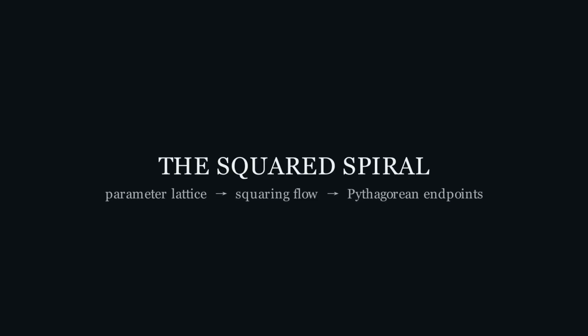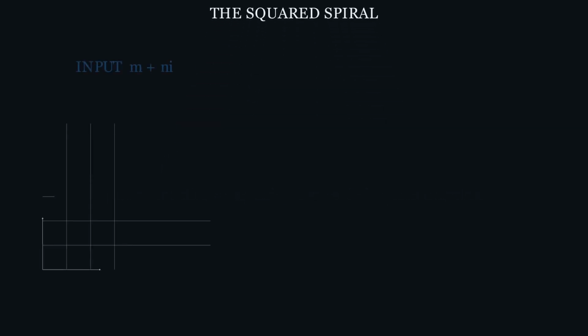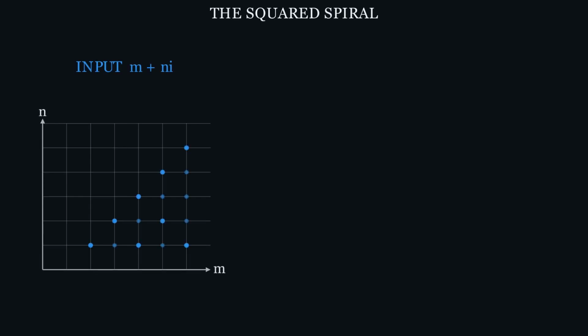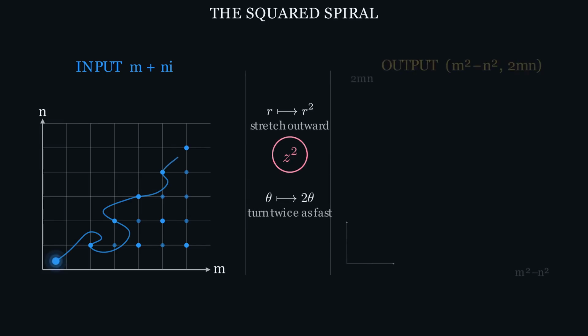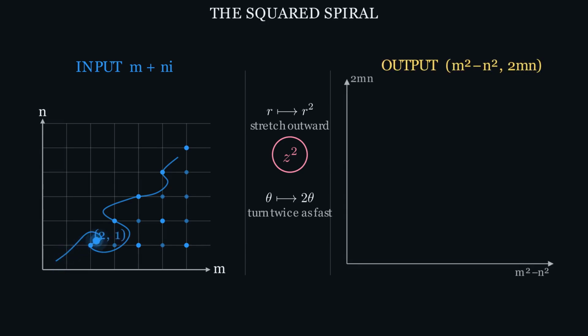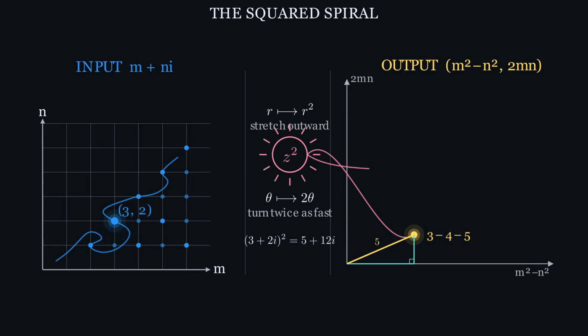An input point m plus ni has radius r and angle theta. Squaring sends it to radius r squared and angle 2 theta. That rule bends any outward path through parameter space into a faster outward path in triangle space. If our blue point traces a spiral while passing lattice directions in order, its square traces another spiral, stretched outward and turned twice as fast.